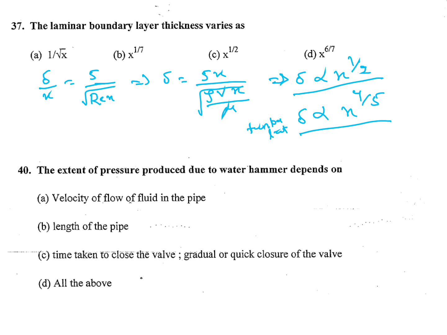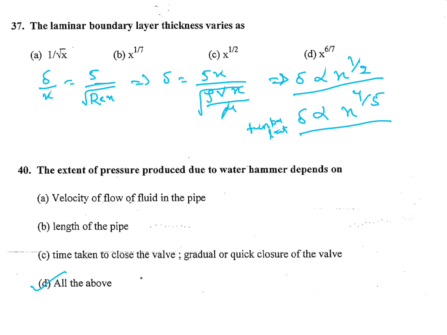The extent of pressure produced due to water hammer depends on: A, velocity of flow of fluid in the pipe; B, length of pipe; C, time taken to close the valve, gradual or quick closure of the valve; D, all of the above. It depends on all of the above.